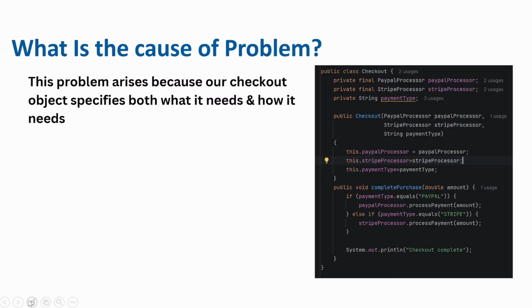So what is the cause of this problem? Basically, the cause of our problem is that our checkout class, our checkout object, specifies both what it needs, like it needs a payment processor, and how it needs it, whether it needs the Stripe processor or the PayPal processor. It specifies both what it needs and how it needs it. This leads to the problem.